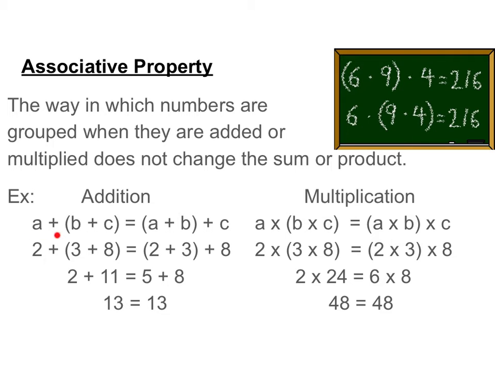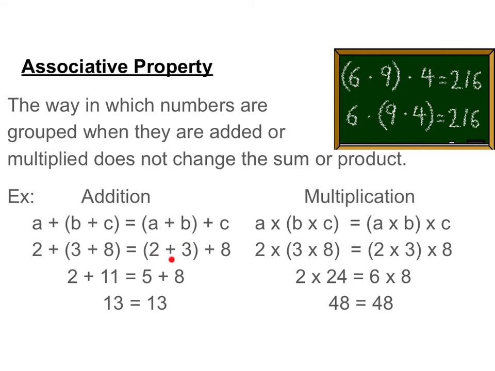So A plus B plus C, you have the parentheses around B plus C. It's the same thing if you put the parentheses around A plus B. Okay. So let's look at this. So if we do 2 plus, and then the quantity 3 plus 8, and then you have the quantity 2 plus 3 plus 8. So 3 plus 8 is 11 plus 2. And 2 plus 11 is 13.